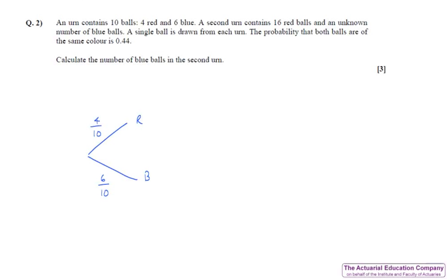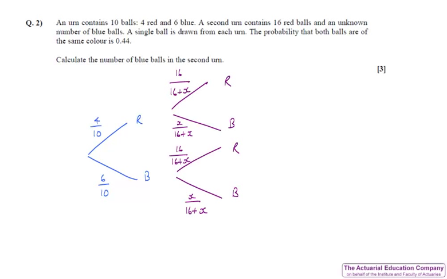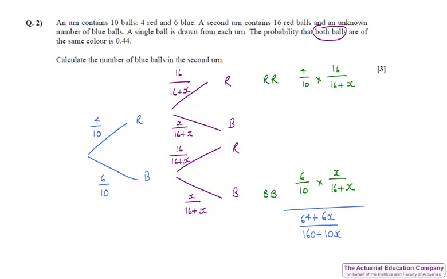Here are the probabilities of selecting red and blue balls from the first urn, and here are the probabilities of choosing a red or a blue ball from the second urn, using x to denote the number of blue balls. We're only interested in the probability that both balls are the same colour, which are the options indicated on the diagram. Totalling these up gives us a probability of (64 + 6x) / (160 + 10x). And we're told in the question that this is 0.44. Solving this equation gives us x is 4. So we have 4 blue balls in the second urn.